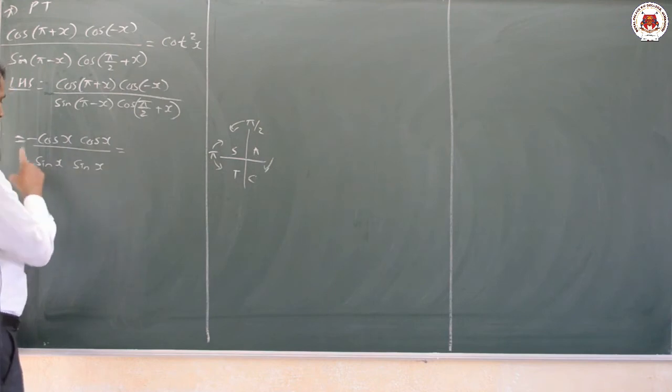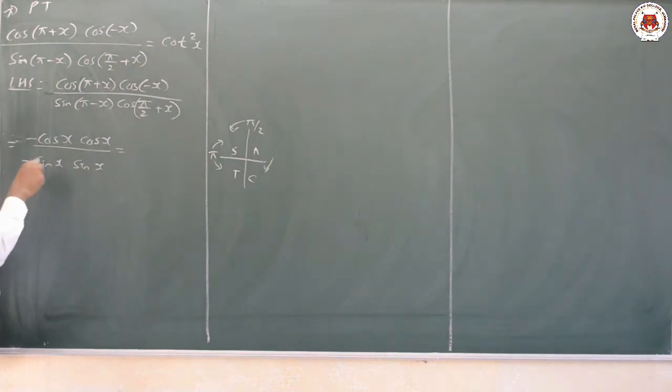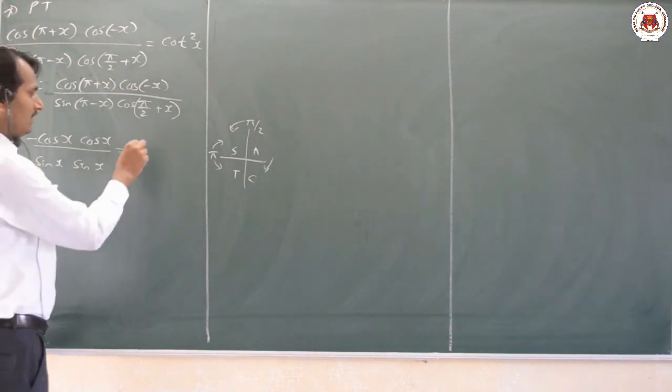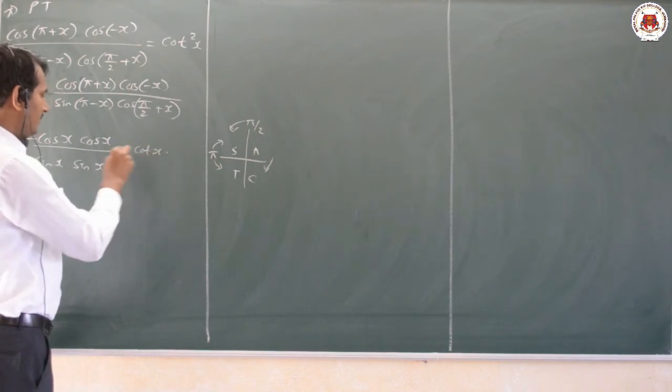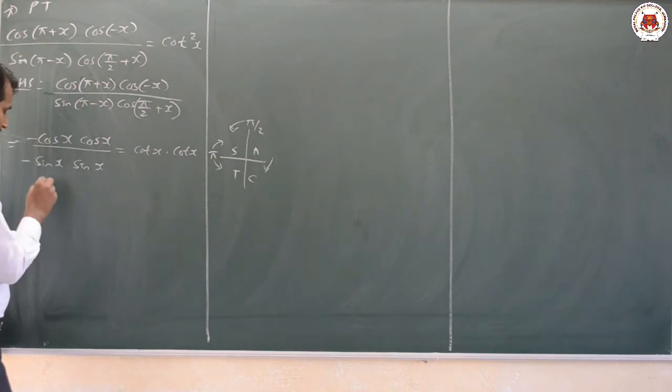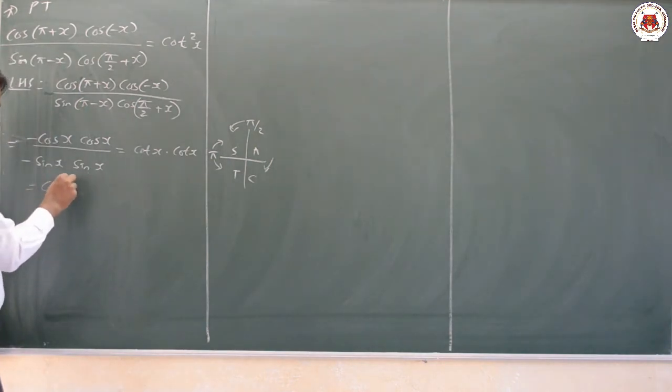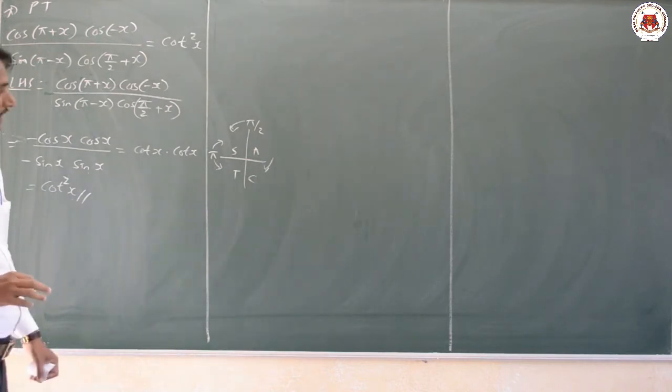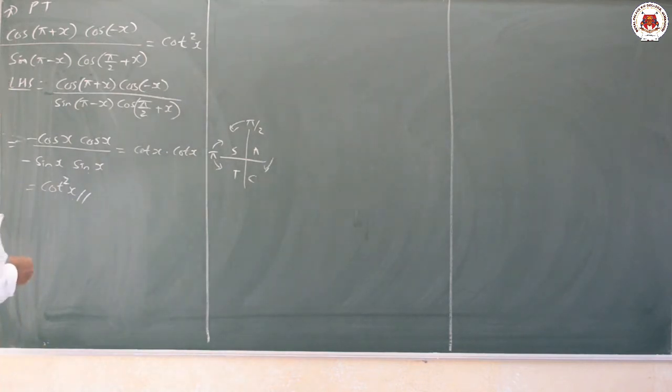Now we can observe that minus minus gets eliminated. Cos by sin is nothing but cot x, into cos by sin, again cot x, so the value will be cot square x, the required result. Very simple part. Now let us begin with the next problem. The next problem is also very simple.